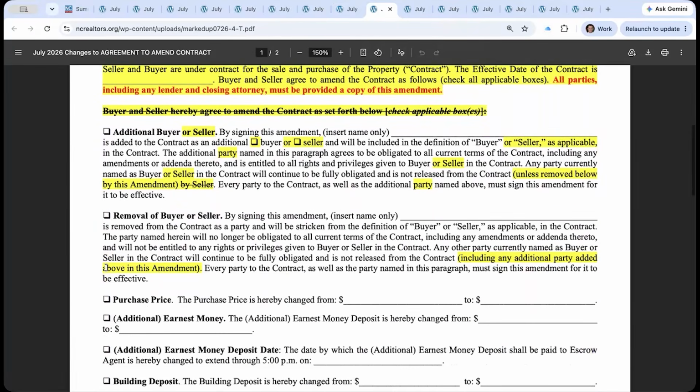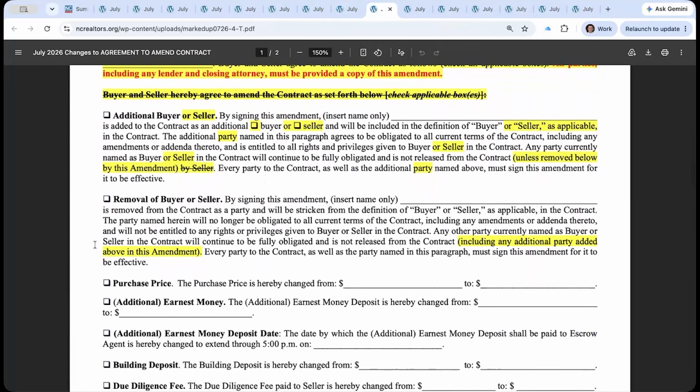The biggest change here, well, probably two big changes. One, you can now add a seller, and you can add a buyer or seller, or remove a buyer or seller at the same time. There's now language in both of these paragraphs to help accommodate that.